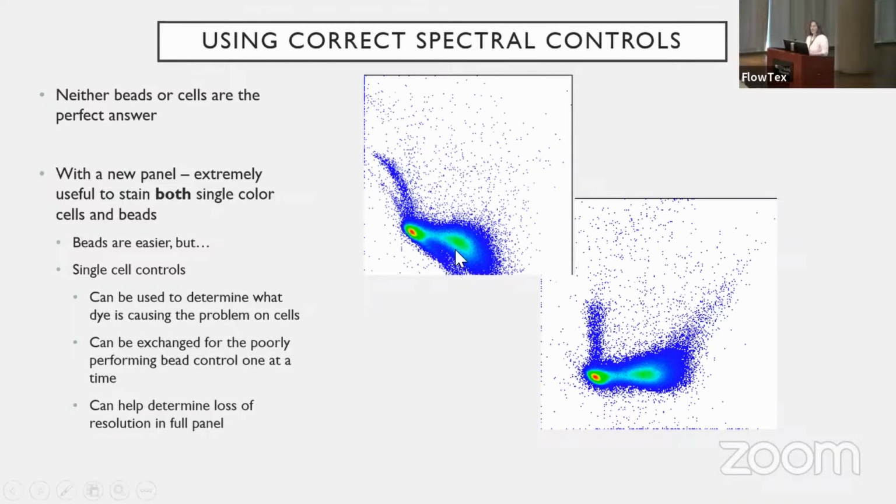So which one of the dyes was the biggest problem here? If I have a single color control, I can quickly see how each individual color, when it's by itself, was unmixed without worrying about the effects of all the other fluorochromes.